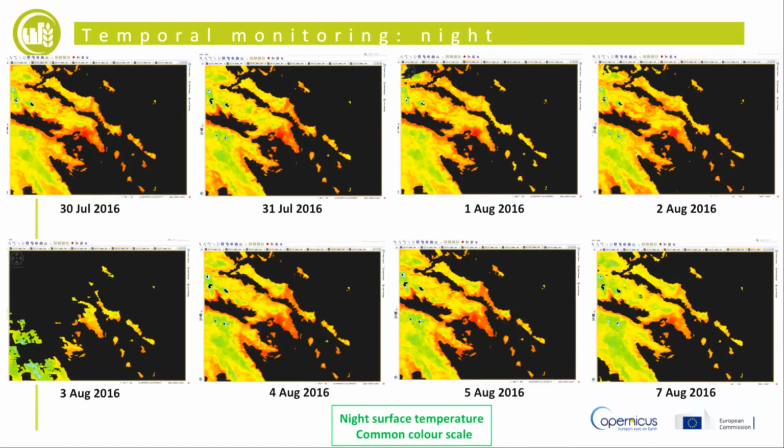Here, the land surface temperature of the Greater Athens from MODIS Level 3 data from the 30th of July to the 7th of August is shown, same year, taken more or less at the same night time. It can be seen how, with varying intensity, the surface urbanity island effect is present in the Athens center.